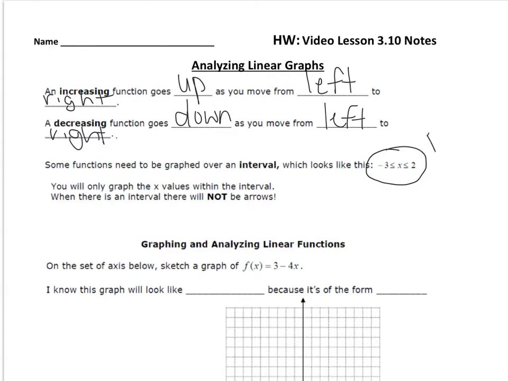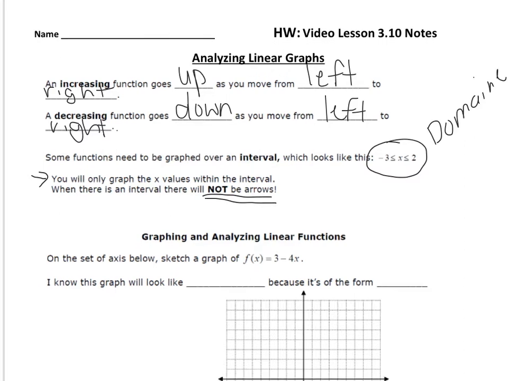So this domain basically says I want to see this graph between where x equals -3 and x equals +2. So when you're given a specific domain, you only graph the x values within that interval, and so there will not be arrows. Because you're given a specific interval, you will not put arrows because it doesn't keep going on and on indefinitely.